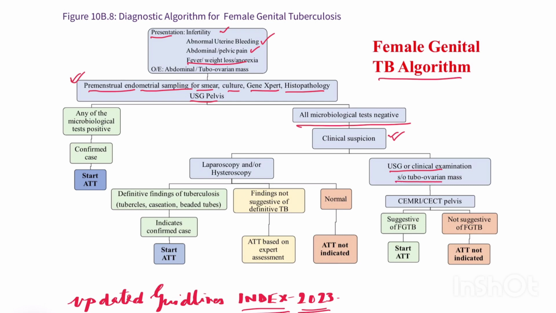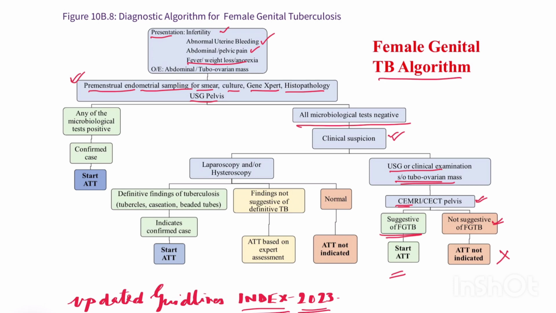So if you do a USG or a clinical examination and there is just a tubo-ovarian mass, go to the MRI, preferred contrast MRI or CECT pelvis. And if these findings are suggestive of female genital tuberculosis, start ATT. If not, ATT is not indicated here.